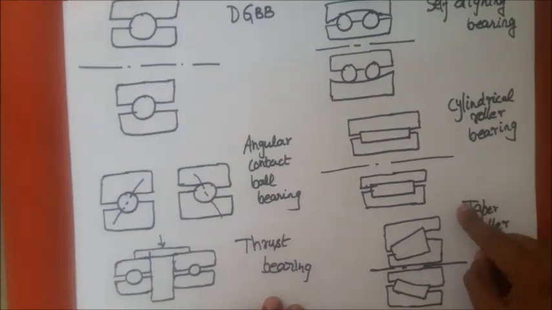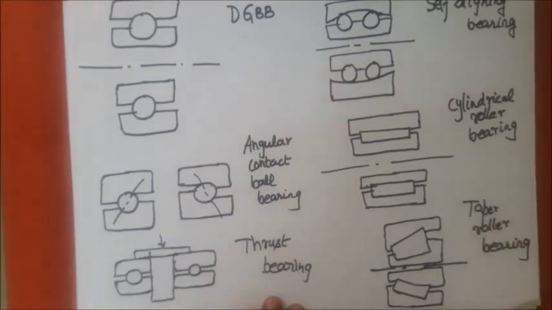Now for high speed applications we use deep groove ball bearings, and when the load acting on the bearing consists of two parts, that is radial and thrust load, we use angular contact ball bearings. Now when we need minimum noise, in that situation we use deep groove ball bearings. Based on the situation we need to select what kind of bearings we are going to use.